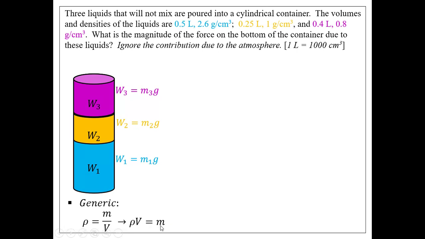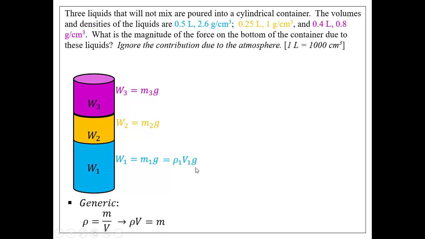So I'm going to swap out all these M1, M2, M3 for density times volume of that particular region. In no particular order, I'm just going to go from blue to purple. Mass 1 is simply the density of substance 1 times the volume of substance 1 times the acceleration due to gravity. You notice here G doesn't have a subscript because it's a constant.